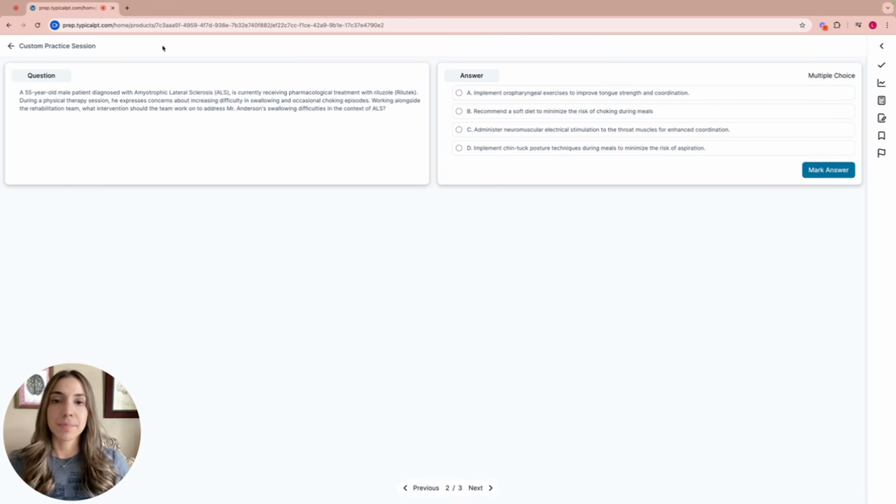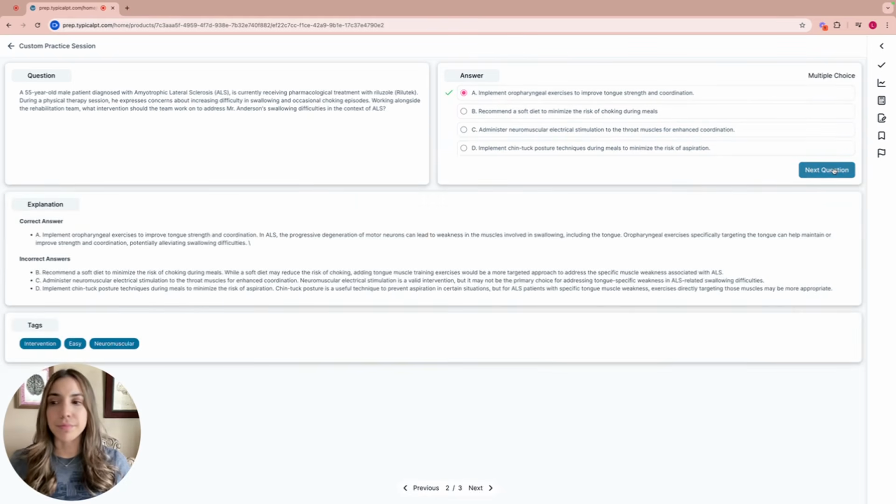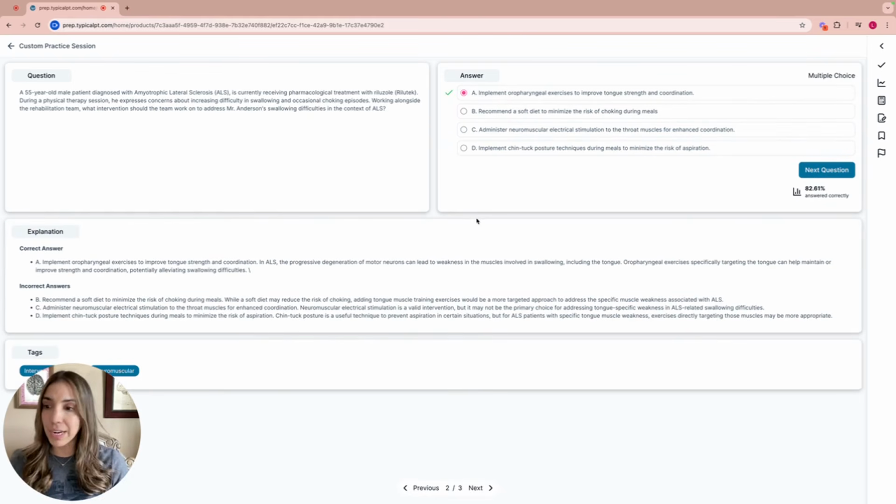So let's take a look. Okay, so that is a correct answer. Implementing oropharyngeal exercises to improve tongue strength and coordination is the right answer. In ALS, the progressive degeneration of motor neurons can lead to weakness in the muscles involved in swallowing and the tongue. So the oropharyngeal exercises will target the tongue, helping maintain or improve strength and coordination.